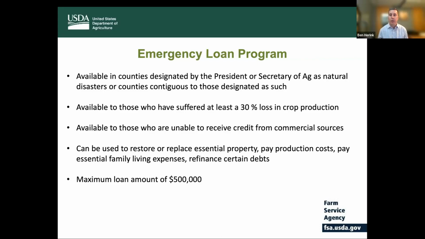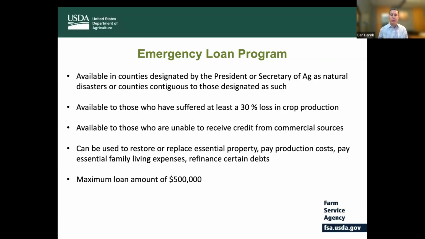The maximum loan amount on the EM loan program is $500,000. If that's not enough, there are, again, other tools in the toolkit. We can potentially utilize our direct operating loan program, which has a separate $400,000 limit.